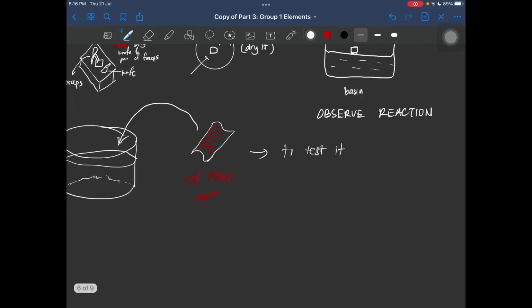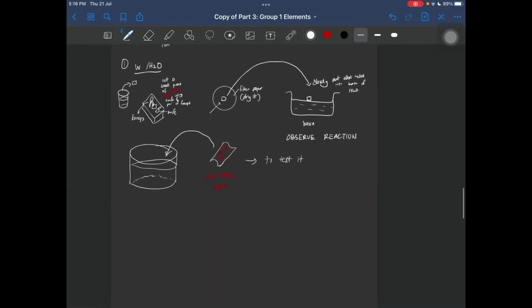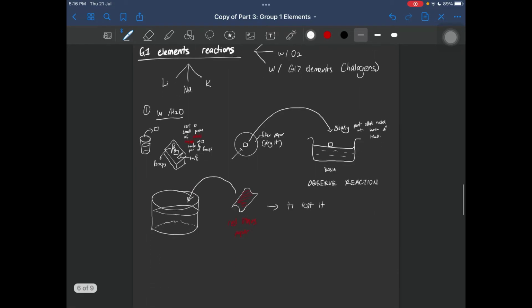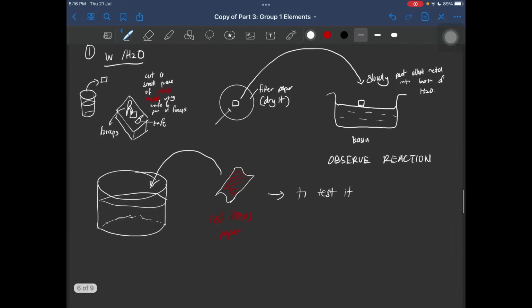And what you're going to see is that it will turn blue. Okay, it will turn blue, which means that it is basic or alkaline, and that is exactly why these group 1 elements are known as alkali metals. So to test whether it's basic, you will see, yes, it is going to turn blue, meaning that it is alkaline or basic.